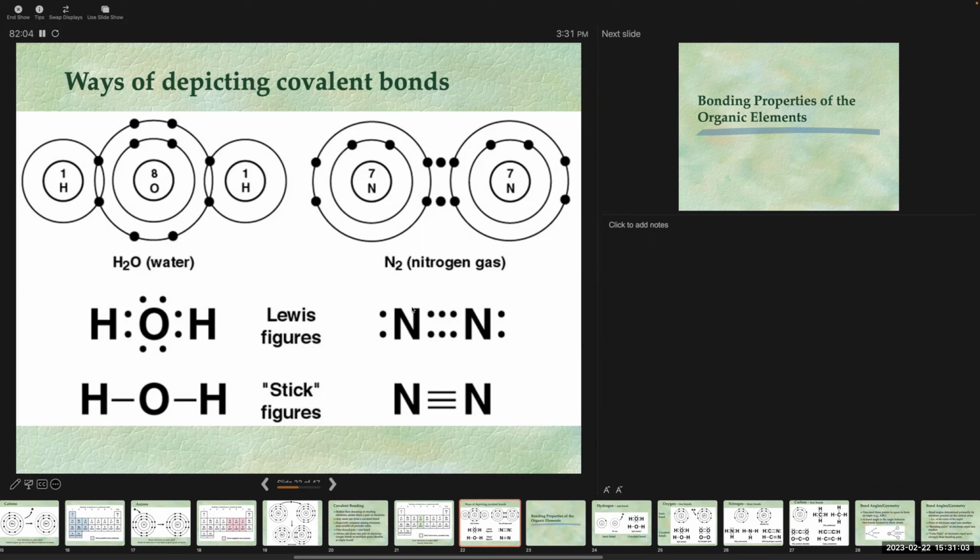And looking at our Lewis dot figure, once again, we ignore the electrons in the inner shell. We only look at the outermost shell. There are 2 electrons that belong to the nitrogen on the right, 2 that belong to the nitrogen on the left, and then 3 pairs that are being shared between them, which represents a triple bond. So N2 gas in our atmosphere is triple bonded.